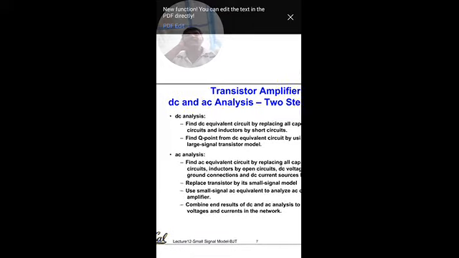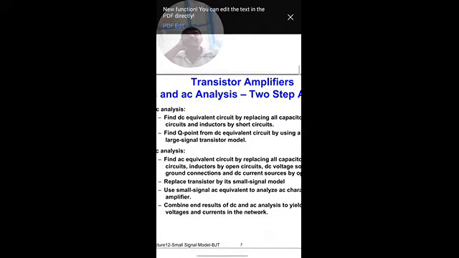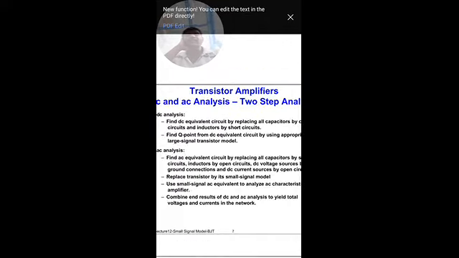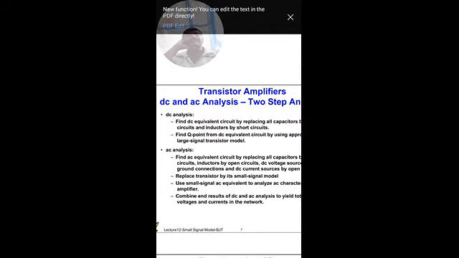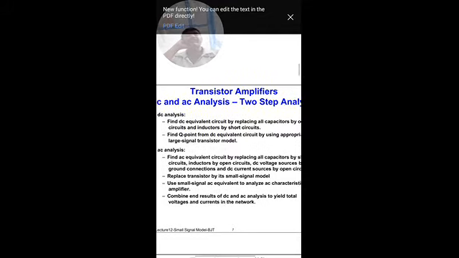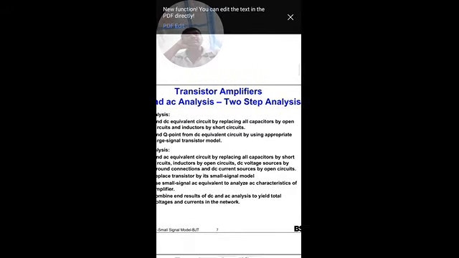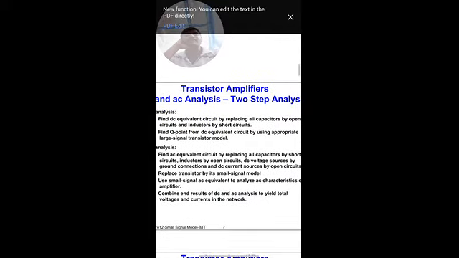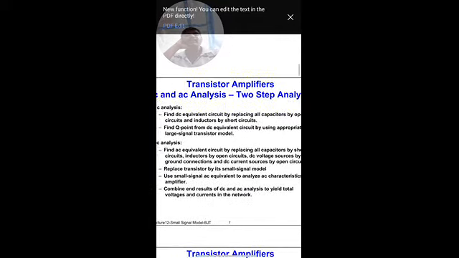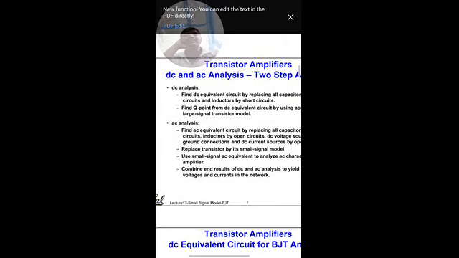So here, for transistor amplifier analysis, first we have to do the DC analysis. The DC equivalent circuit is obtained by replacing all capacitors by open circuit and inductors by short circuits, and after that we find the Q point from the DC equivalent circuit by using an appropriate large signal transistor model.